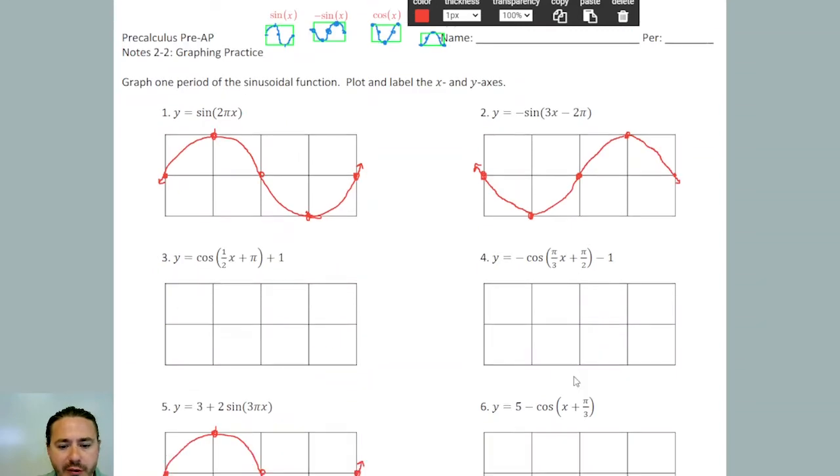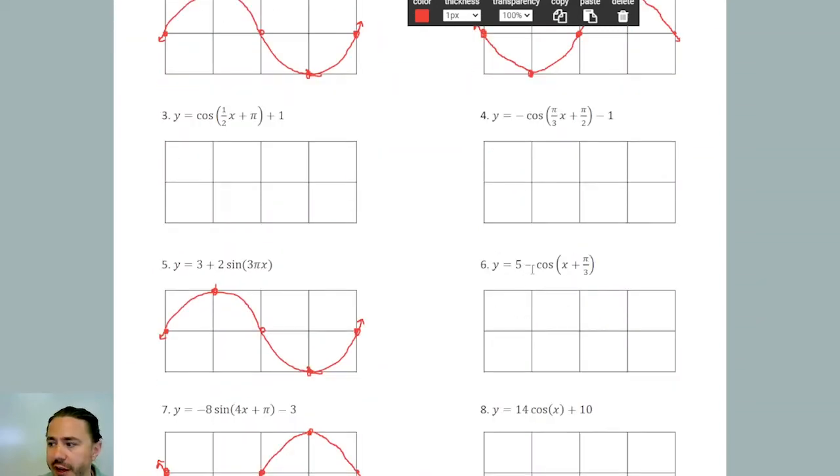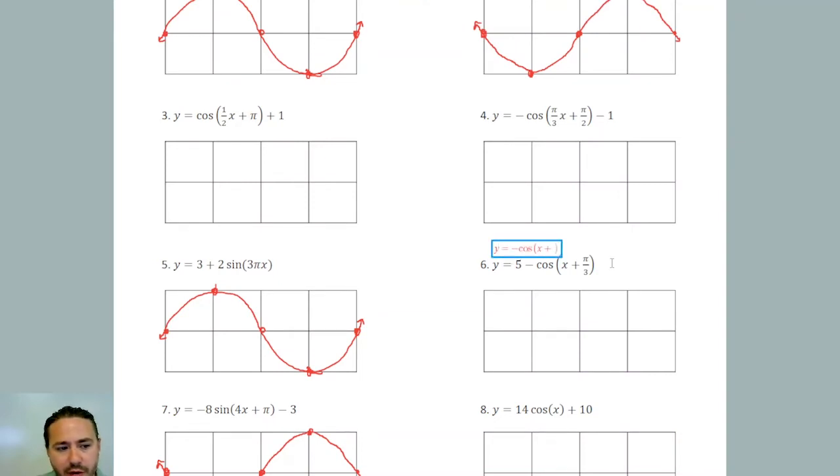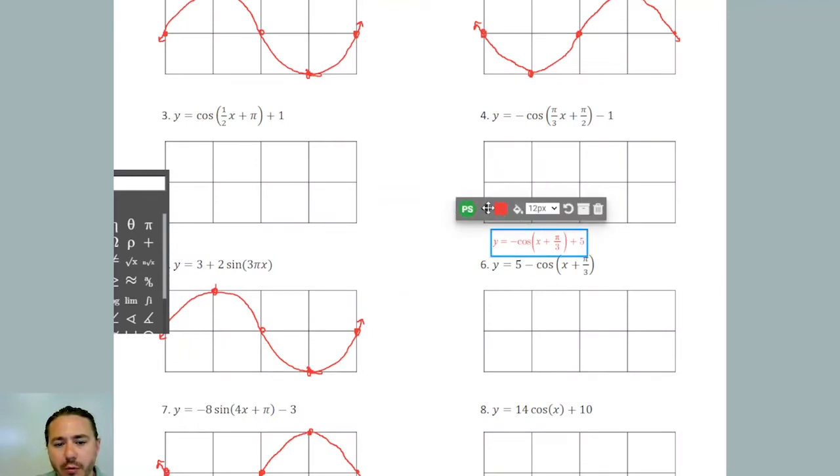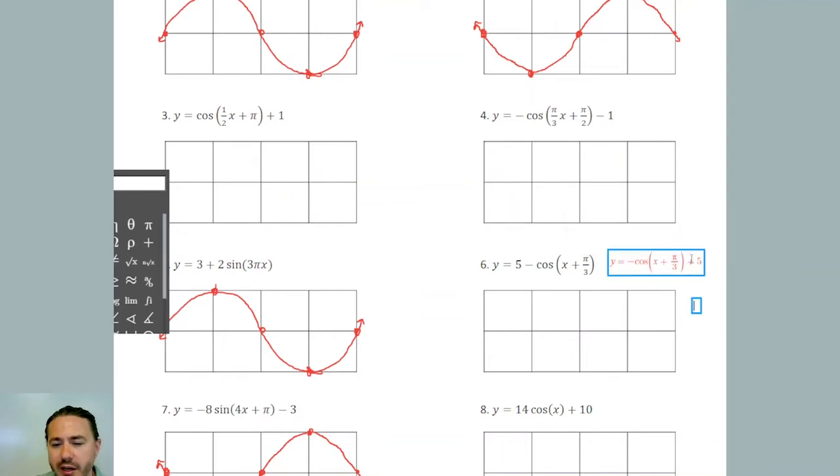So for instance, if I'm looking at number 6 right here, notice it says 5 minus cosine x. Well, that is equivalent to saying y equals negative cosine of x plus pi over 3, and then plus 5. So if you've got that constant out to the front, it might be worth taking a moment to just rewrite the equation so that it fits the same format that we've been working with. There's nothing wrong with it. It's just not in a traditional format.